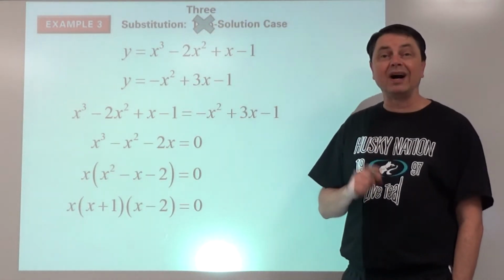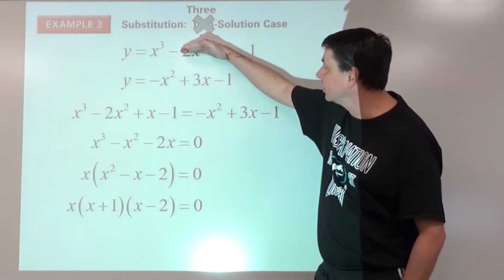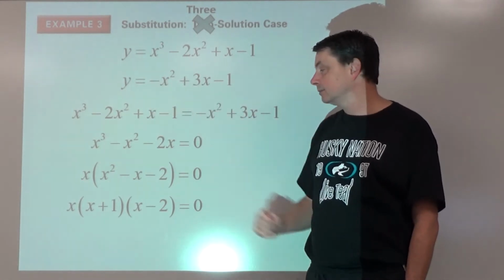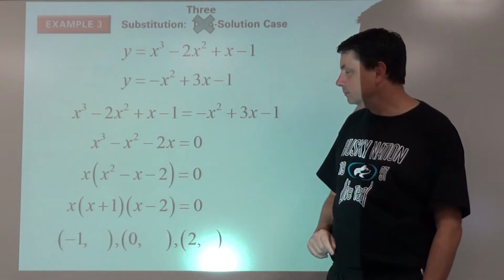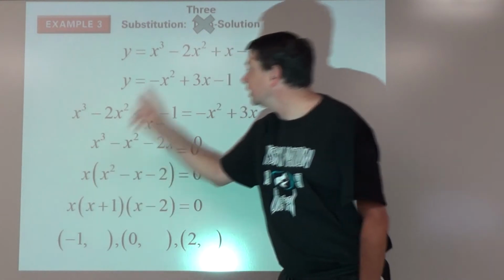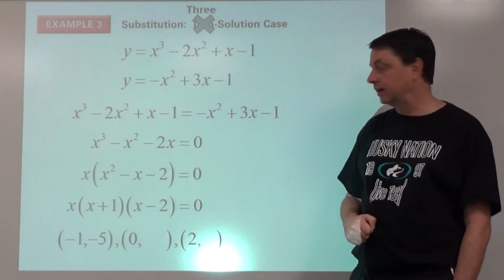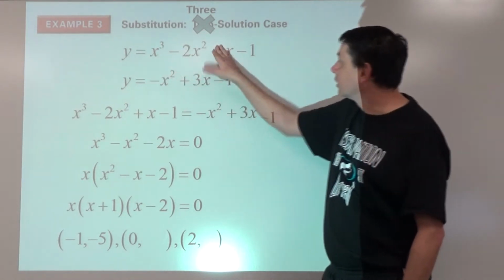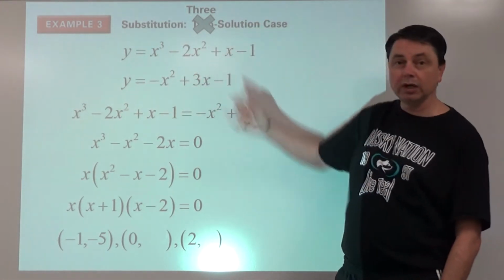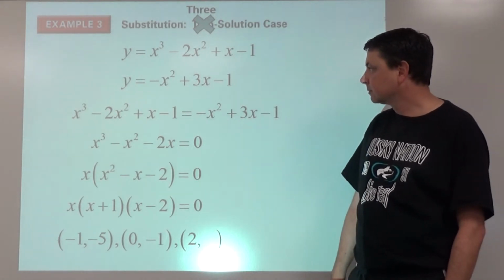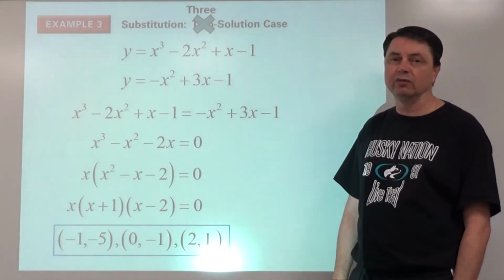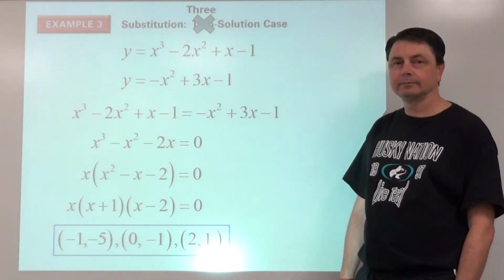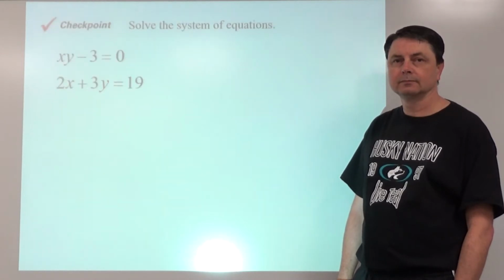And then remember, we need y values to go with that. So we can go here or here. If you go here, just be careful of the negative as you go through that. If we substitute in a -1, we're going to get -5. If we substitute in a 0, that's an easy one, we get -1. And substituting in 2, we're going to get a value of 1. Those are our 3 solutions.